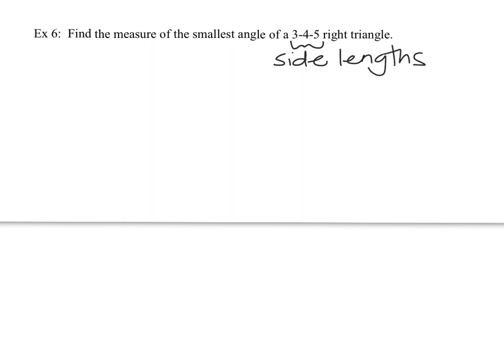All right, let's go ahead and draw a right triangle. Notice I'm not labeling any capital letters. It doesn't say triangle ABC or angle C or anything. It says 3, 4, 5.